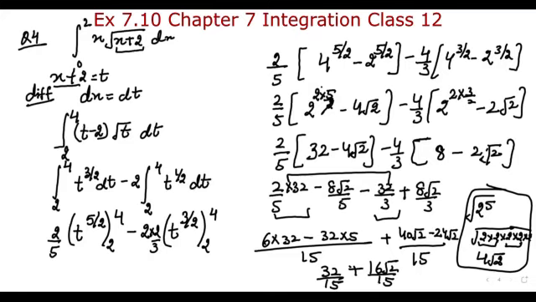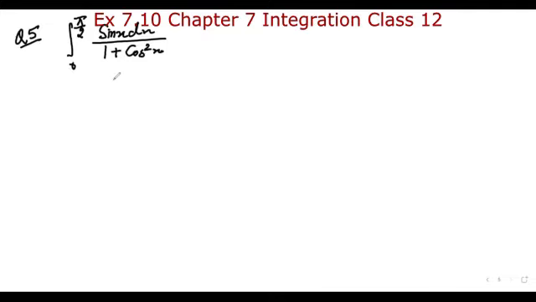So we can take 16 common here. 16 upon 15 we can take common here. So this will be 2 plus root 2. This is the answer.